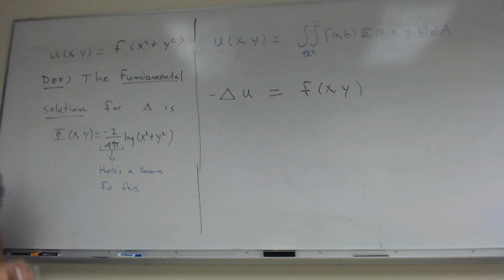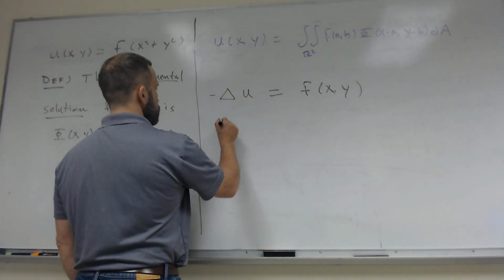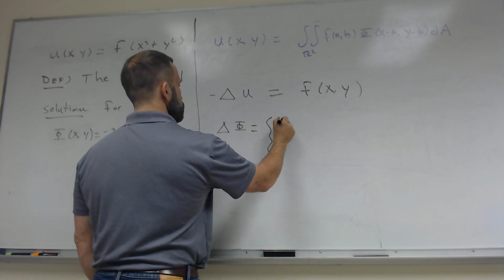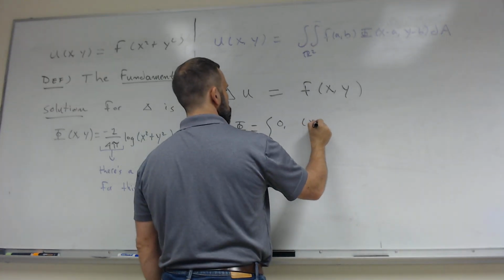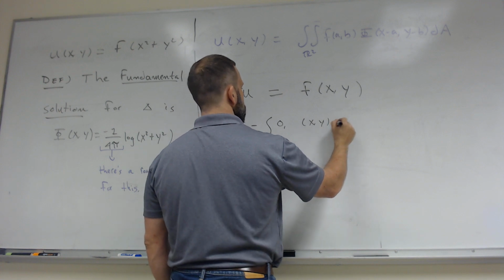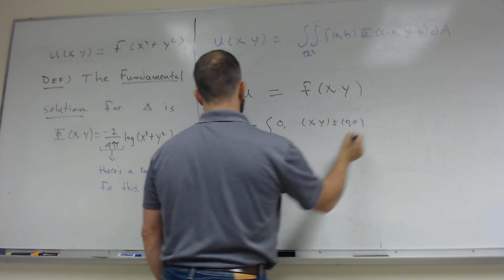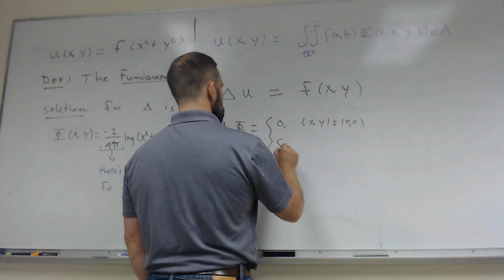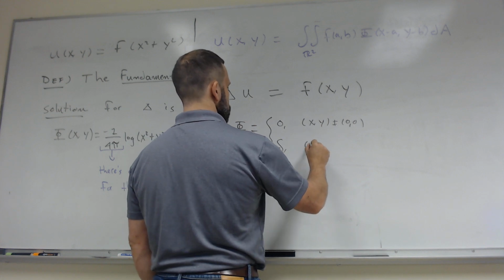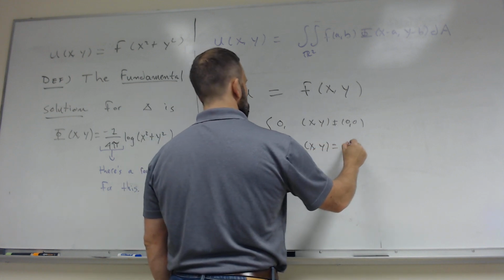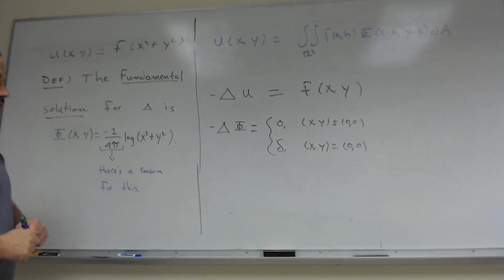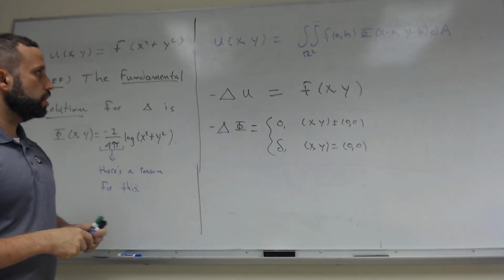Okay, so then what we have then is the Laplacian of phi. So, sorry, minus the Laplacian of phi is equal to 0 if xy is not equal to 0, 0. And it's equal to the Dirac delta if xy is equal to 0, 0. Okay, so what do I mean by that? And of course, this means in the sense of distributions. So what do I mean?